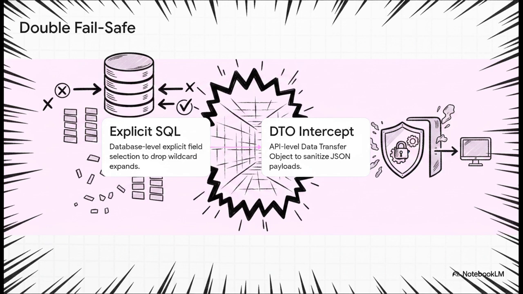Then, Step 2 at the API level, they introduced a strict data transfer object, or DTO, interceptor. This acts like a bouncer, sanitizing and filtering the data before it ever reaches the client. This 1-2 punch completely locked down the platform to guarantee SOC 2 Type 2 compliance.